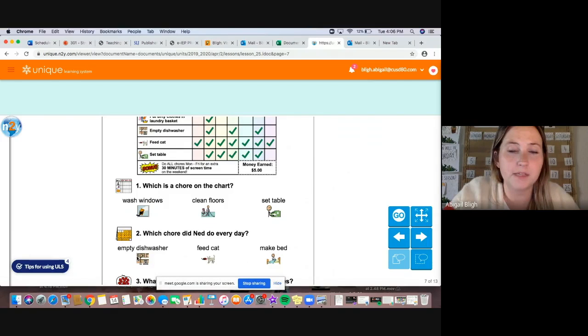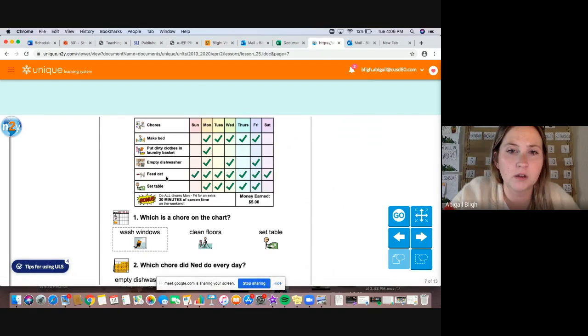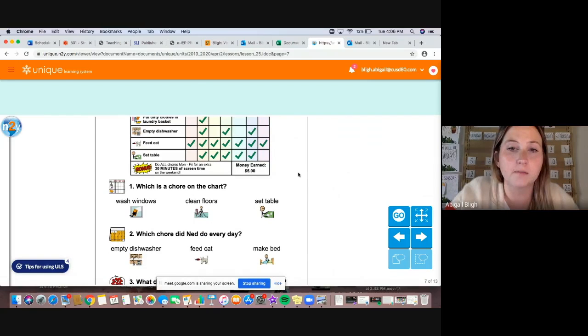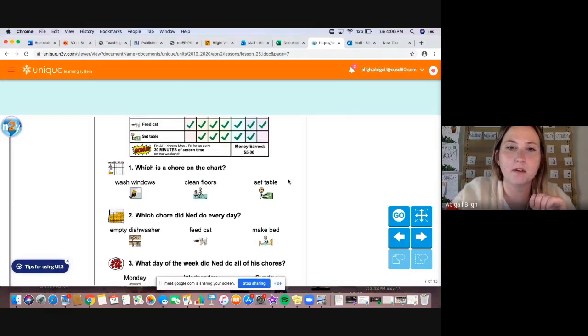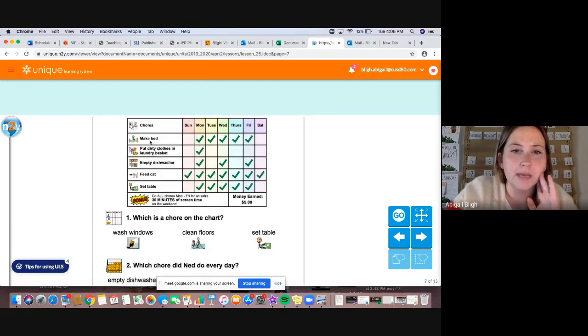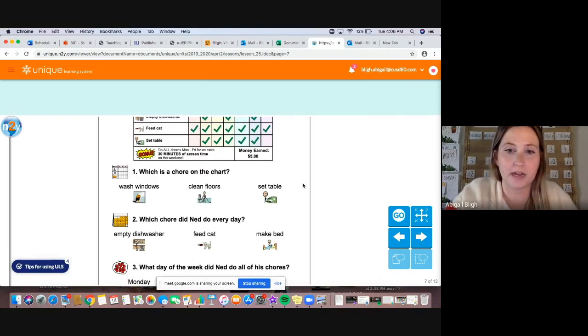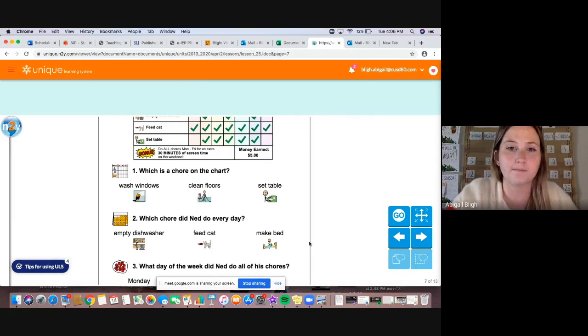So let's look. Empty the dishwasher. So I'm going to look at empty the dishwasher. No, I see some blank spaces here, so that means he didn't do it every day. Feed the cat. Oh, there's a check mark on every day, but let's just double check. Make the bed. Did he make the bed every day? There's some blank spaces here, so that means he didn't make the bed every day. So my answer is going to be feed the cat.